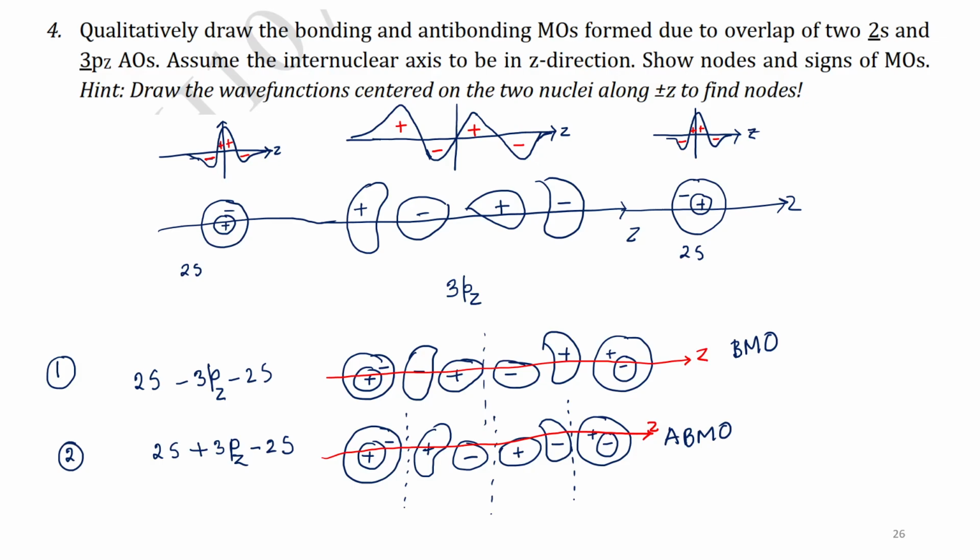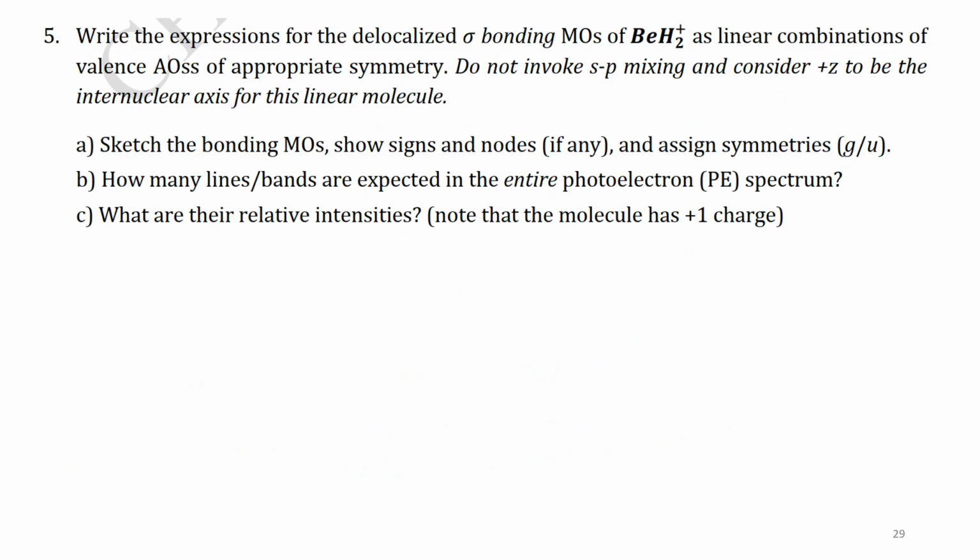Try it yourself. Now I have another question, and with this question I will stop the session today. We have to write the expression of the delocalized sigma bonding MOs of BeH2 as a linear combination of valence atomic orbitals of appropriate symmetry. Do not invoke sp mixing, and consider plus z to be the internuclear axis for this linear molecule. So BeH2 is going to be a linear molecule and we need to draw the MO diagram for it.